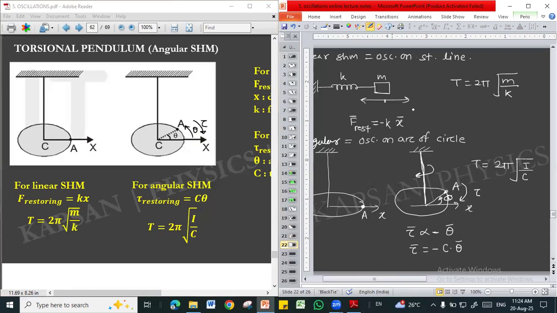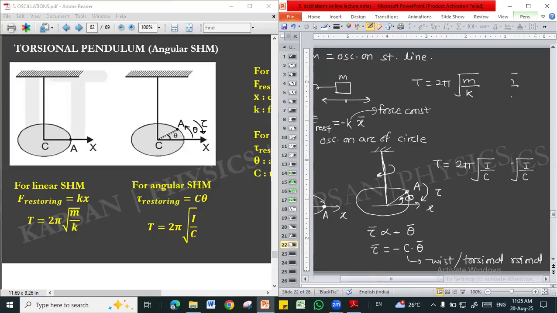This k is called the force constant or spring constant, and this c is called the torsional constant or twist constant. So it is 2 pi into root of m upon k, and here we have 2 pi into root of I upon c. Up to this, any doubt?